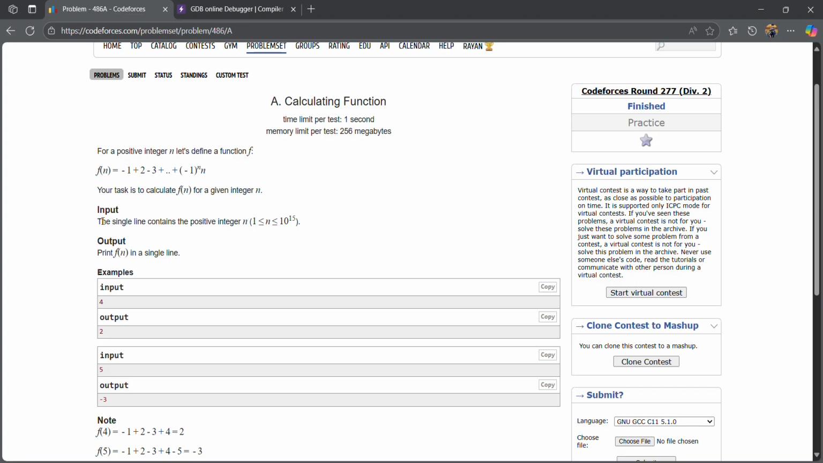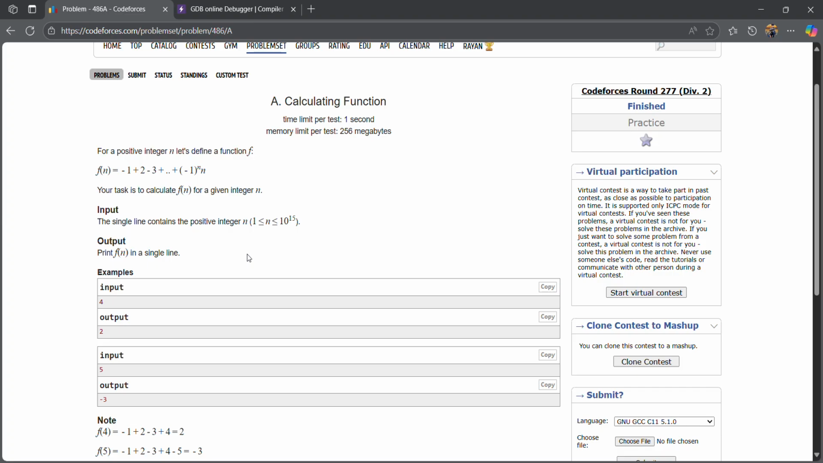So input: the single line contains the positive integer n, which could vary from 1 to 10 raised to 15. It means it should be a long type value, and print the f in a single line. Okay, so we have to print a single line function.